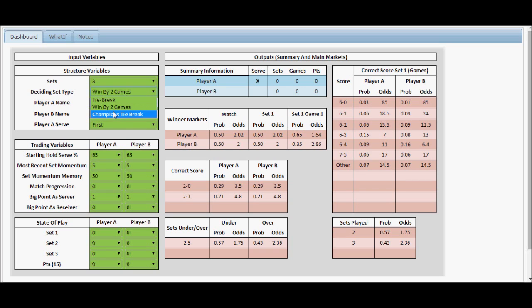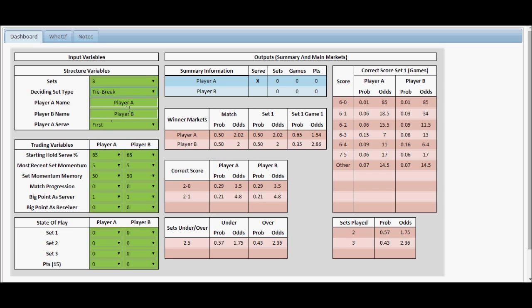And it can also deal with a champions tie break. This is a form of third set that was added originally for veterans matches on the seniors tour, but now they use it for some doubles matches as well. So that essentially is just a third set that's immediately a tie break up to 10. I can show you that in a minute when we look at the state of play variables. I'll just put this back to tie break for now.